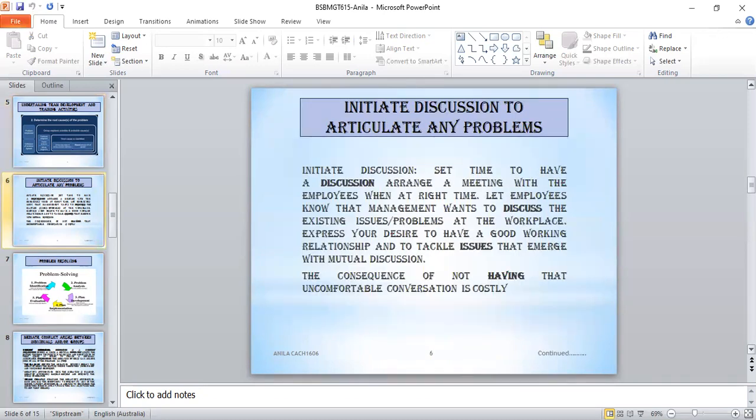Then the next slide is on initiating discussion to articulate any problems. Set a time to have a discussion. Arrange a meeting with the employees at the right time. Let employees know that management wants to discuss the existing issues or problems at the workplace. Express your desire to have a good working relationship and to tackle issues that emerge with mutual discussion. The consequences of not having that comfortable conversation are costly.